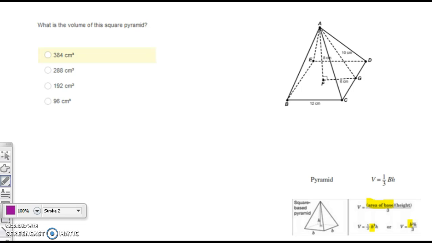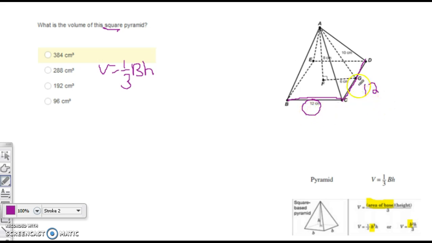So what is the volume of this square pyramid? Anytime you see pyramid, you know that this is your formula. Volume equals 1/3 times big B times H. And remember, big B stands for area of the base. In this case, it tells me that it's a square base. So if I know this side of the square is 12, I know every side of the square is 12.